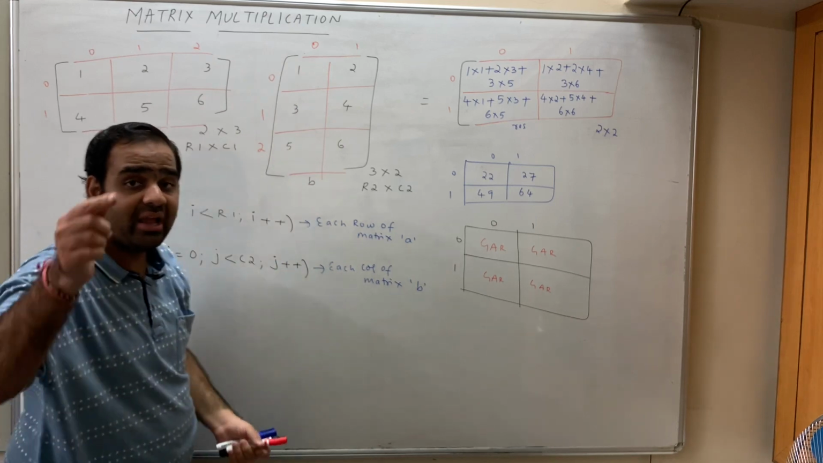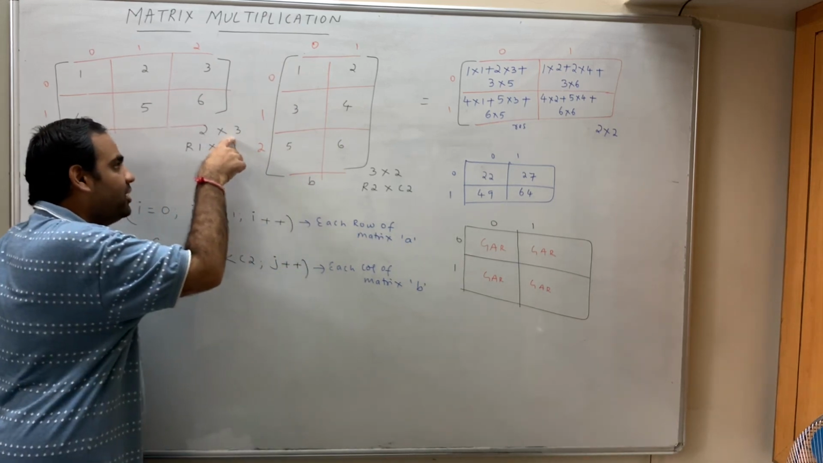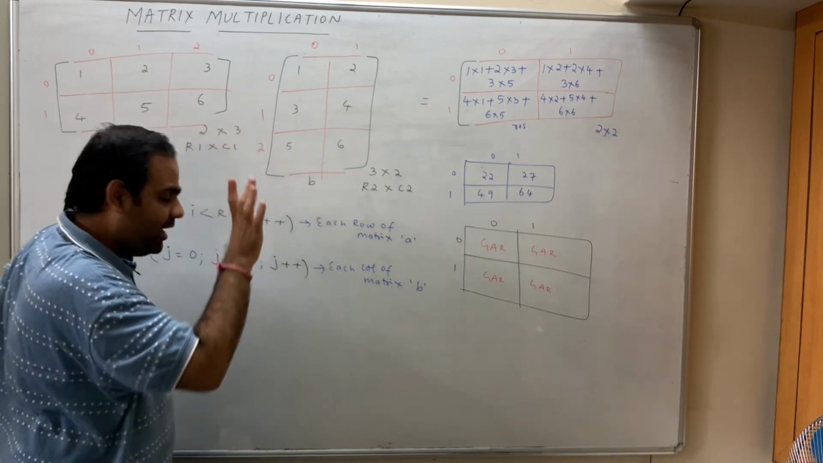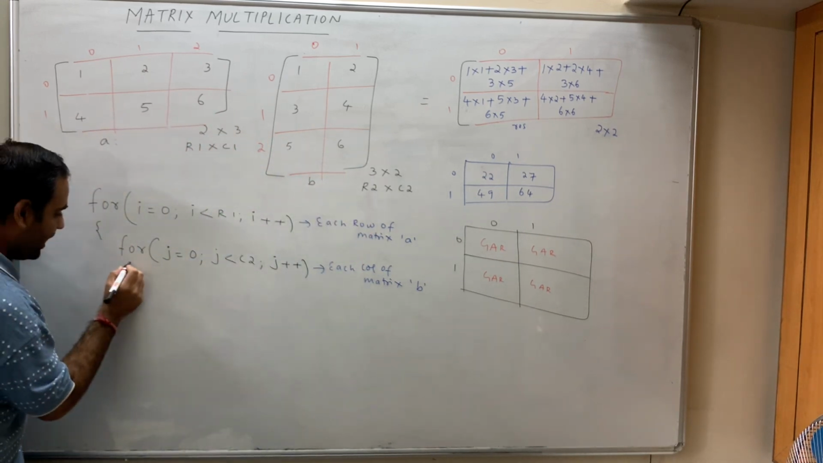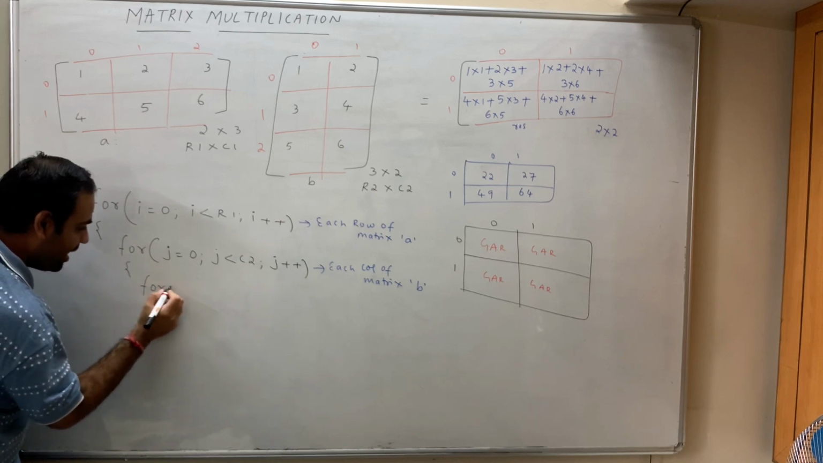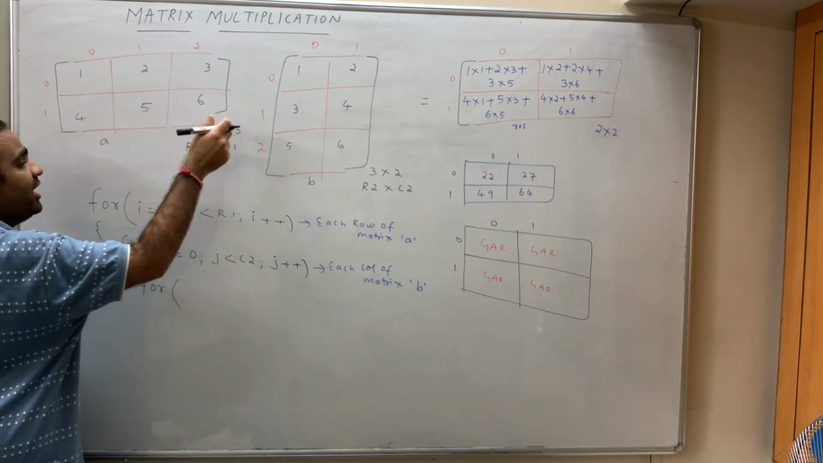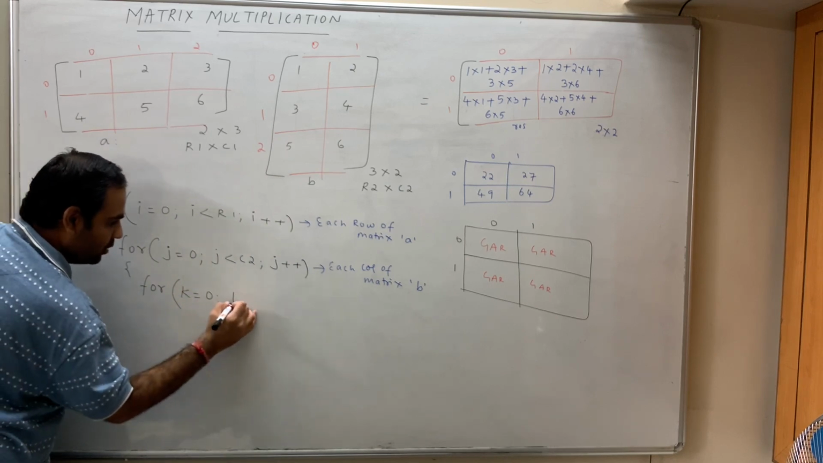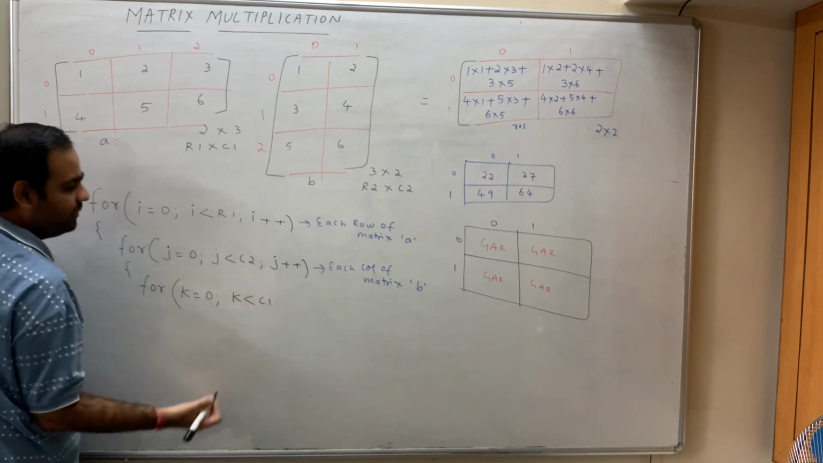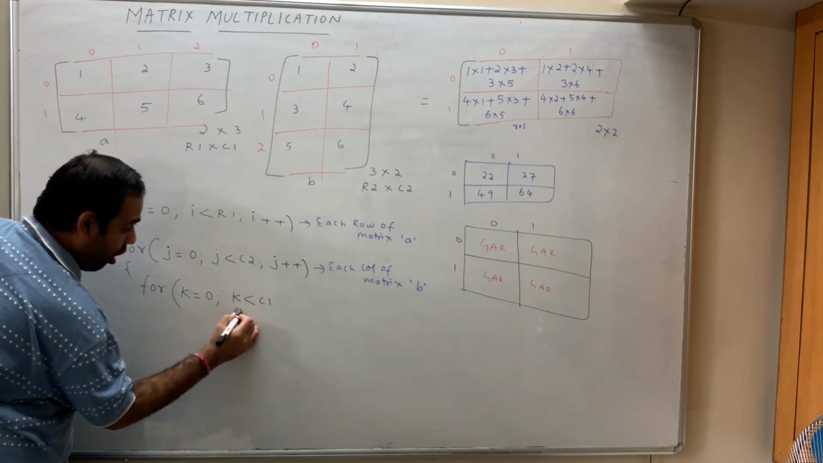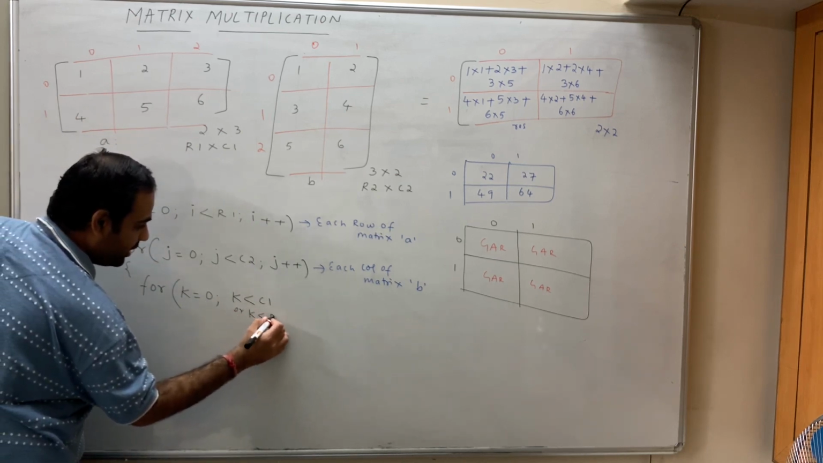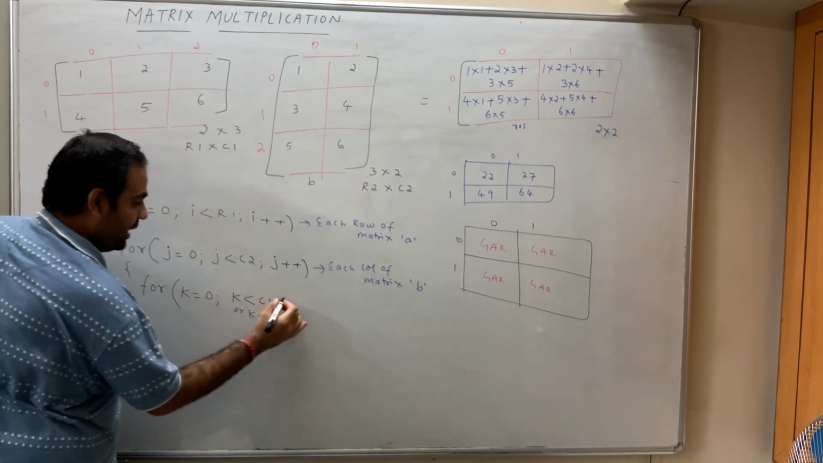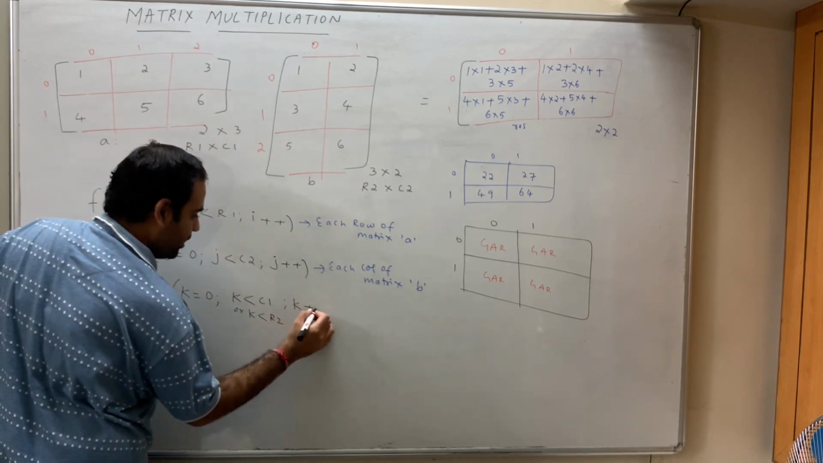That means you have to take each column of matrix A, or you can take each row of matrix B. That's very obvious. Therefore, how can I take each column of matrix A or each row of matrix B? It's very simple. I say k equal to 0. You can say k less than C1, that is the first choice, or you can say k less than R2 because C1 should be equal to R2. We know that. And then I say k plus plus.